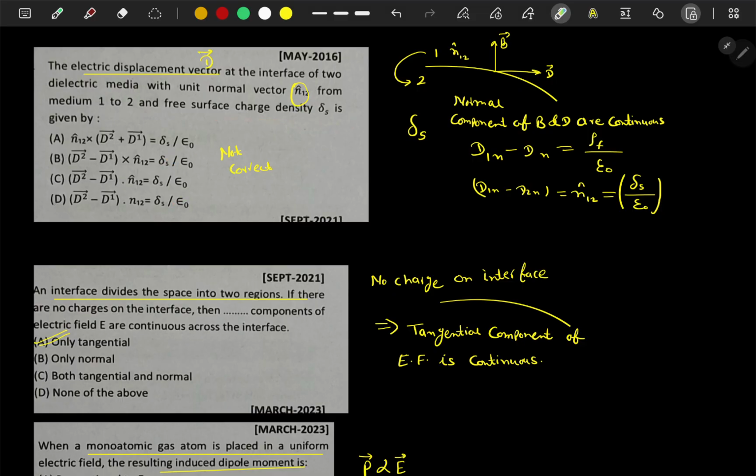So there is no correct option here, okay, because it is not given here in any option, so no option is correct.